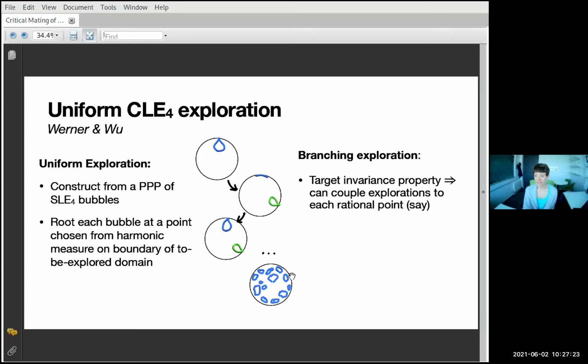It actually builds the nested loops, because in a certain branch, if I discover a loop containing the target point, I will continue the process inside that loop. So this branching procedure builds the entire nested CLE4.